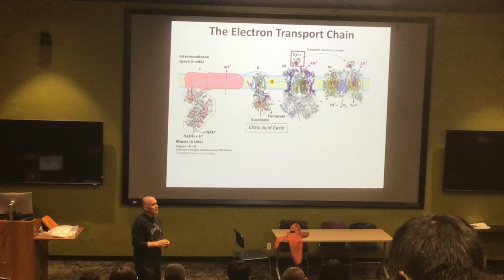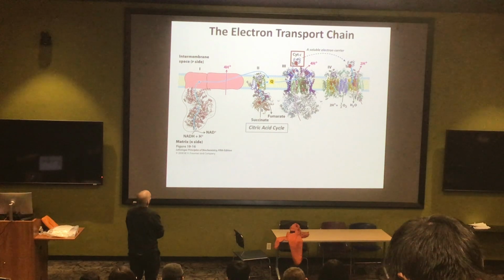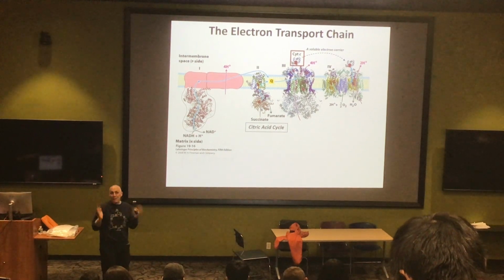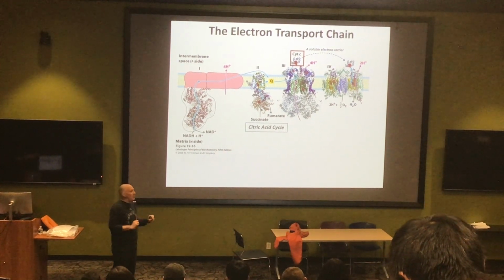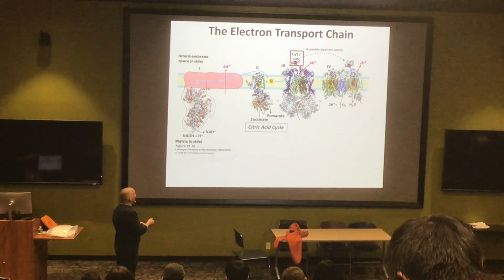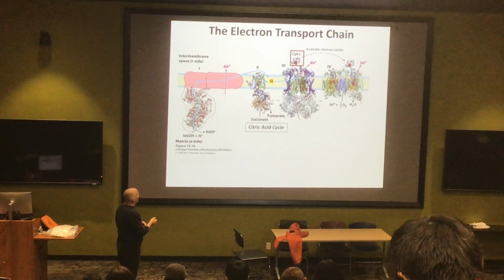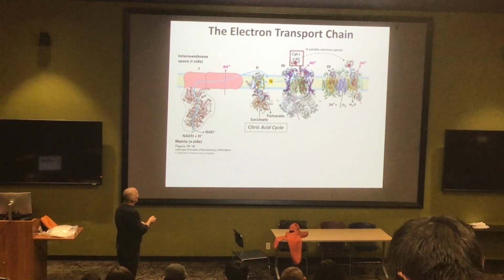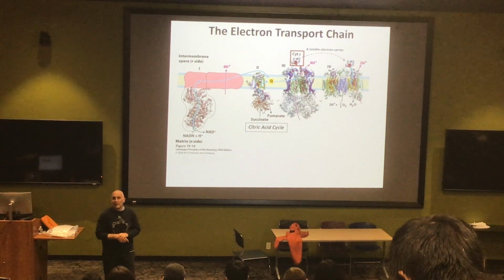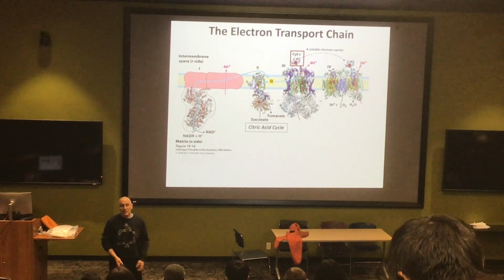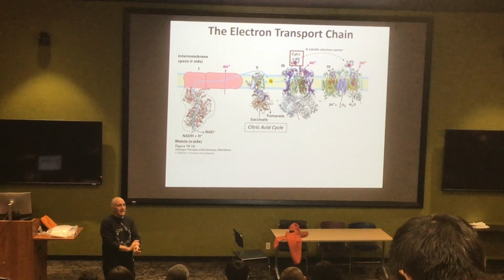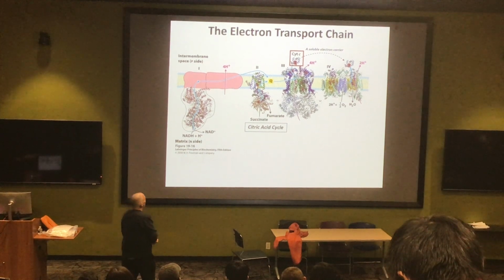Two open-ended questions then. First, what's going on with complex 2, since complex 2 is not really a complex? Complex 2 is actually just that enzyme that we saw in the citric acid cycle. You remember that the succinate got converted into the fumarate? That's what complex 2 is. The membrane protein from the citric acid cycle. It does have another important role.